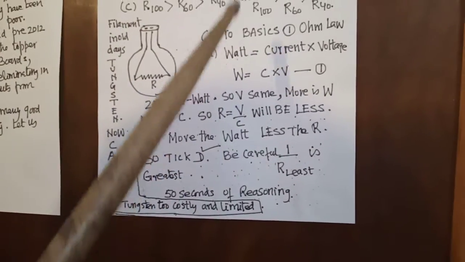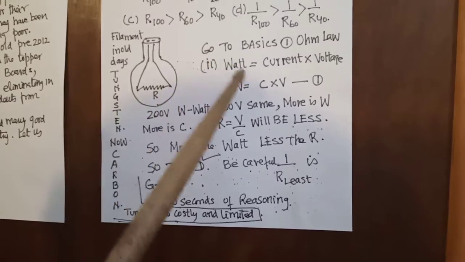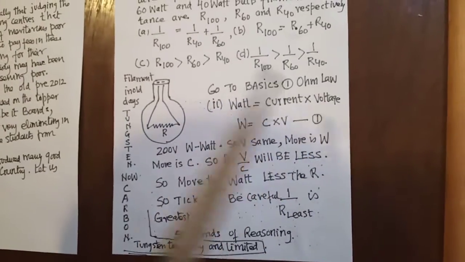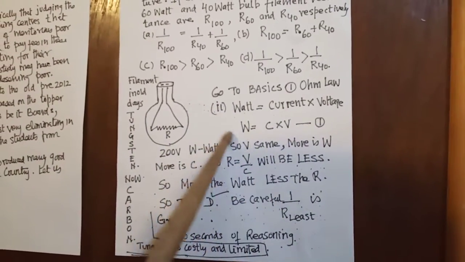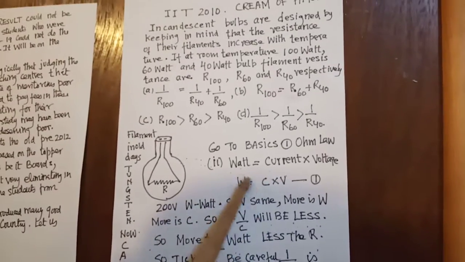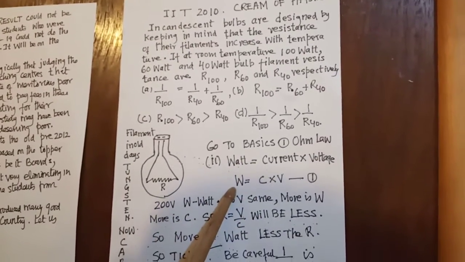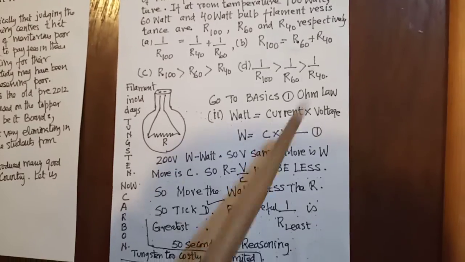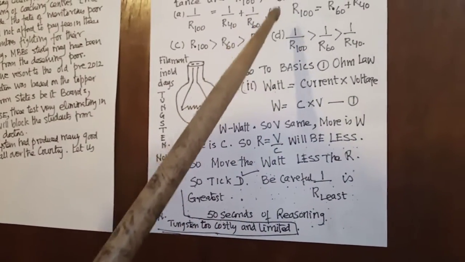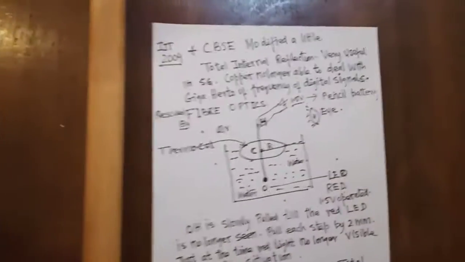So this is one of the best examples. I think students will understand. Remember only this, and then you base your thinking on it: the more the watt, the more the current, the less will be the resistance. Only this, then you can solve it in less than 50 seconds. So now we will come to another one.